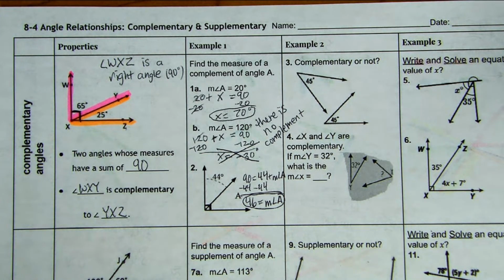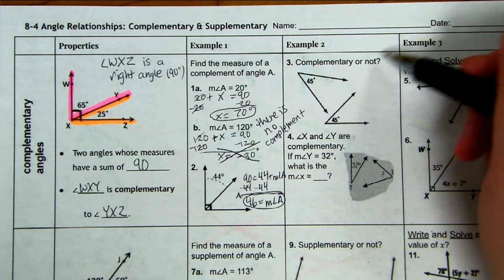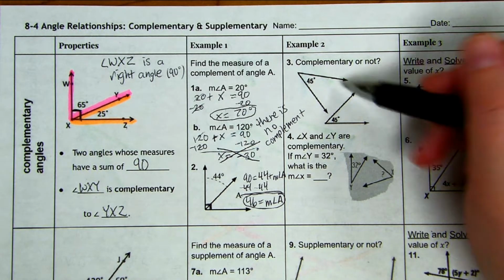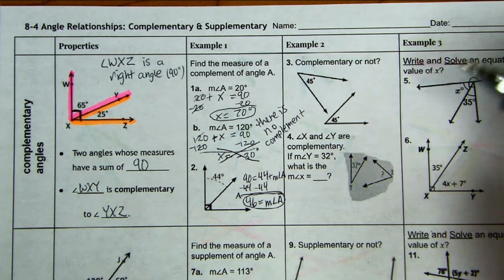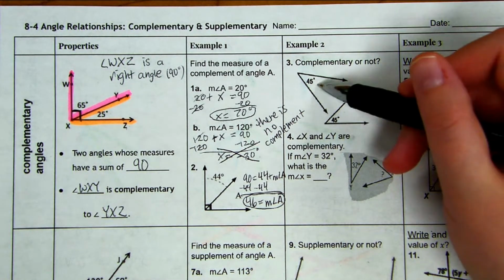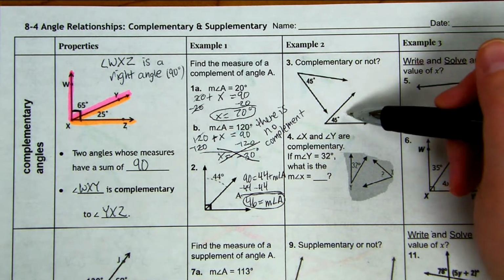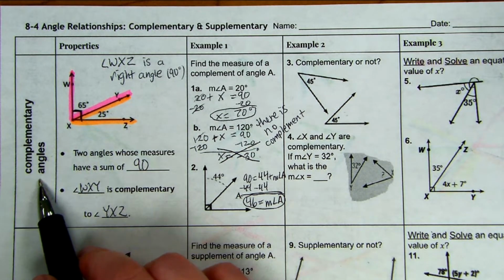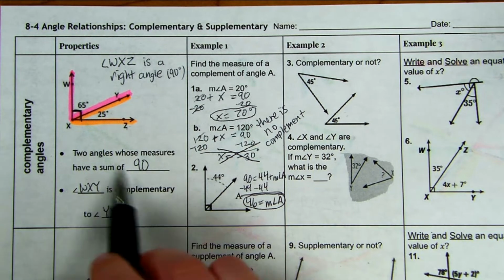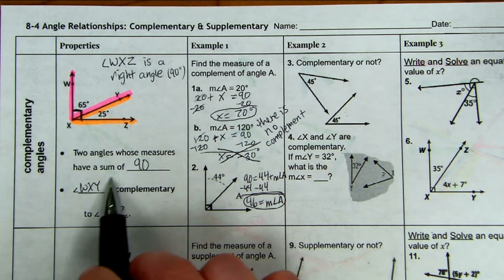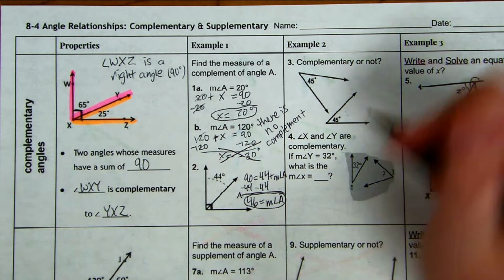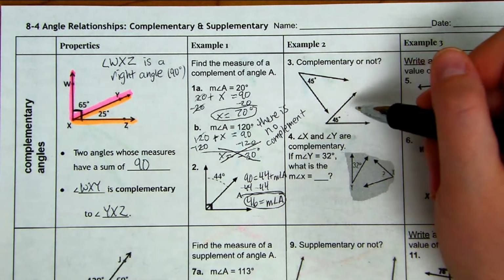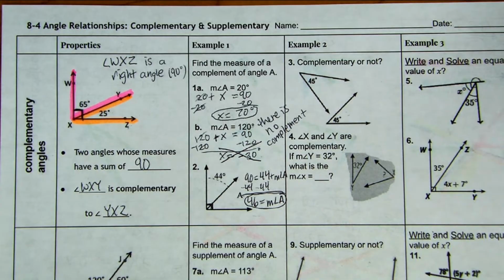Up next, we're asked to identify if this set of angles are or are not complementary. Well, let's check and see. If we add their angle measures up, 45 degrees plus 45 degrees, that equals 90 degrees. The definition of complementary angles is two angles whose measures have a sum of 90 degrees. There is no requirement for the angles to be adjacent or next to each other. So these two angles, even though they're not touching each other, are still complementary because we only care about what their angle measures add up to.